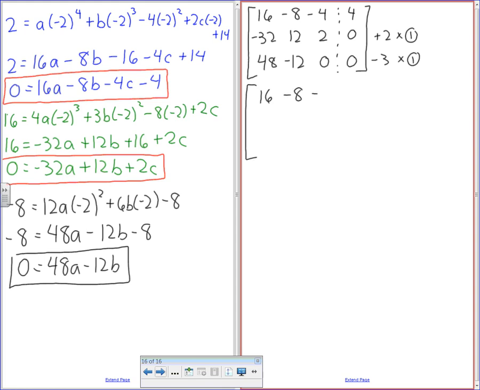16, negative 8, negative 4, 4, 0, negative 4, and negative 6, is that right? And 8, so you confirm that for me? And 0, is that right? We're good there? I think we're good. So what I did was 8 on the bottom one, it was negative 8 times negative 3 is positive 20.